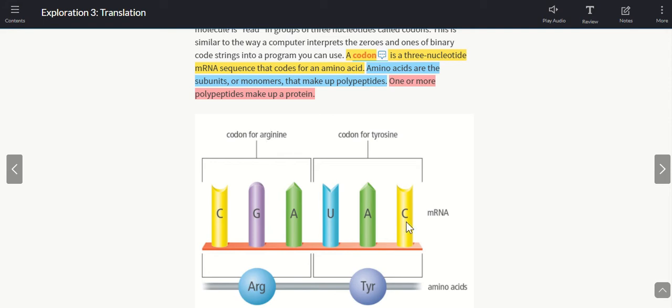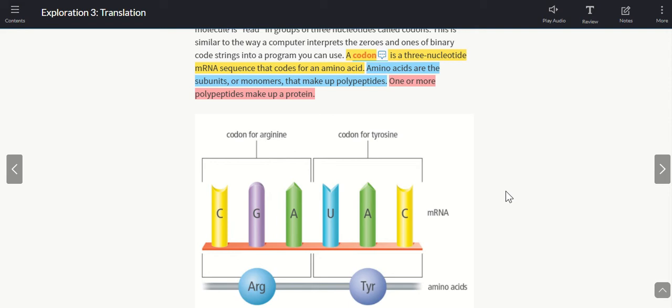UAC is the code for the amino acid tyrosine. And remember, there's 20 different amino acids. Now, the way that it works out, and I'll show you this in a second, there's actually a few ways to code for the same amino acid. In other words, of the 20 amino acids, a couple of them can get made by a couple of different codes. And this is going to be important later when we talk about mutations.